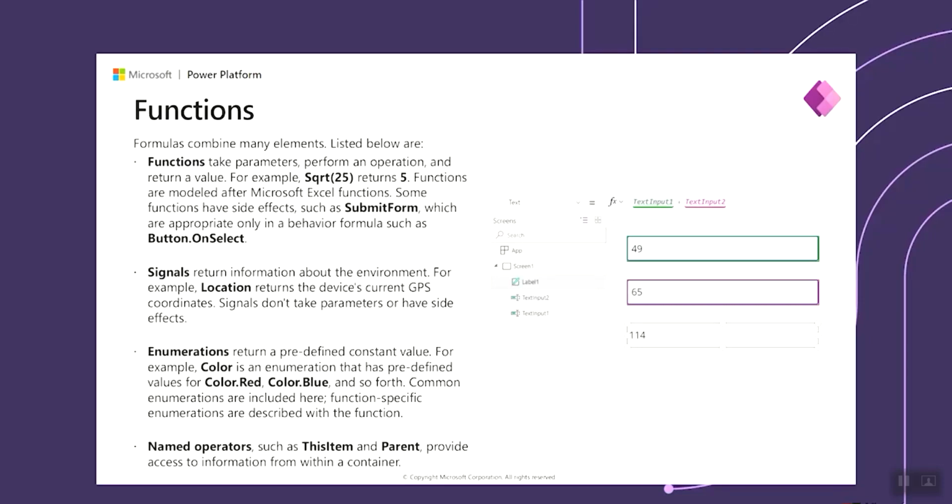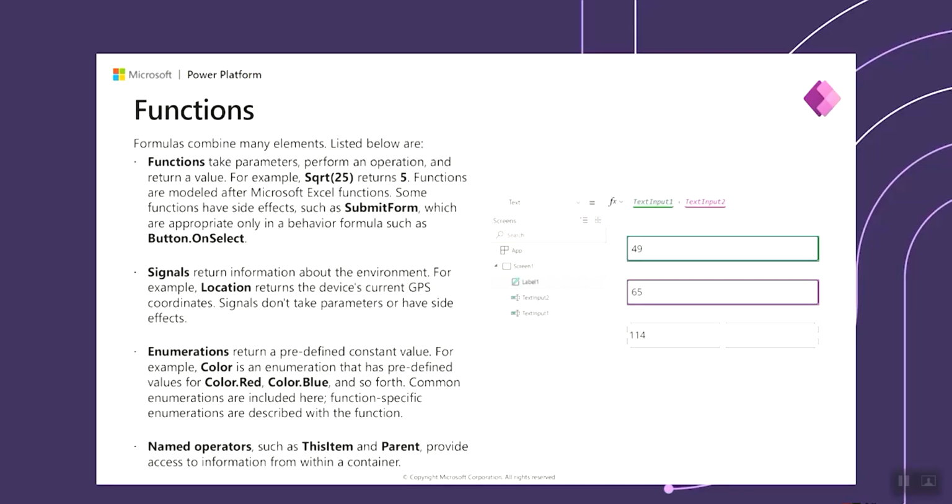But you can also use signals to return information about the environment. For example, Location will return the device's current GPS coordinate. Signals don't take parameters or have side effects. And among those signals, you will have the accelerometer and the gyroscope of your phone, and it's also super useful when you want to look at different things in mixed reality.